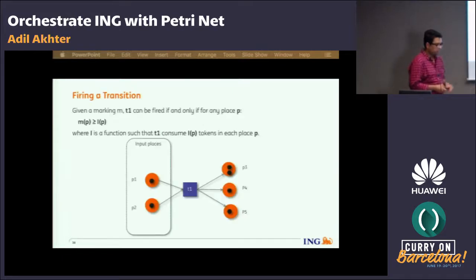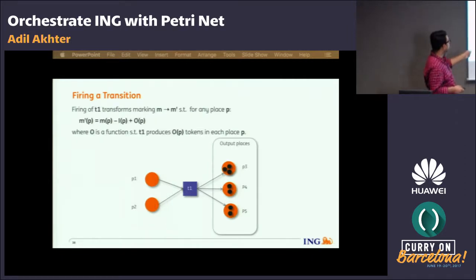So for instance, in this case, we have a Petri net. T1 is connected to places P1 and P2. Both have tokens. Since all the input places have tokens, T1 is active, or enabled, in this case. And when it is triggered, it consumes one token from each input place and produces tokens at output places.